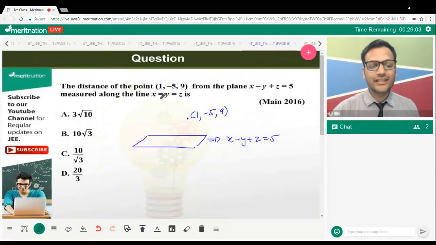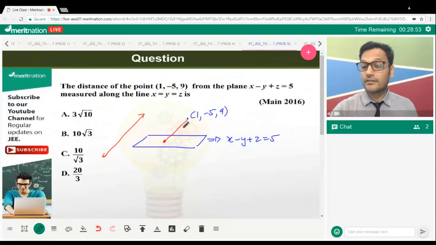Now you need to measure it along x is equal to y is equal to z. So for instance, x is equal to y is equal to z is a line like this. So we need to make a parallel direction over here, in the same direction as it is, and then we'll get the point of intersection. If I'm saying this point is P, we'll get a point Q. We need to calculate the distance PQ. This is what the question is asking for.